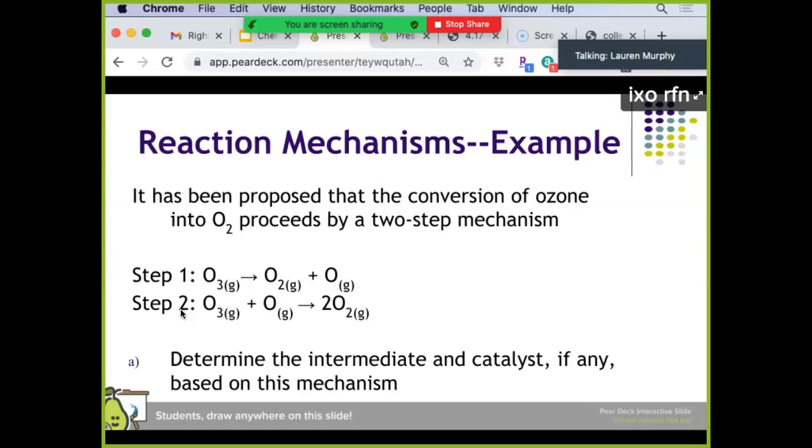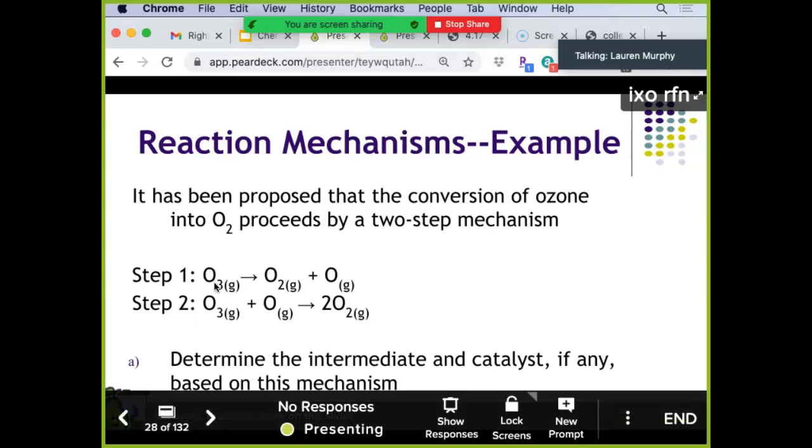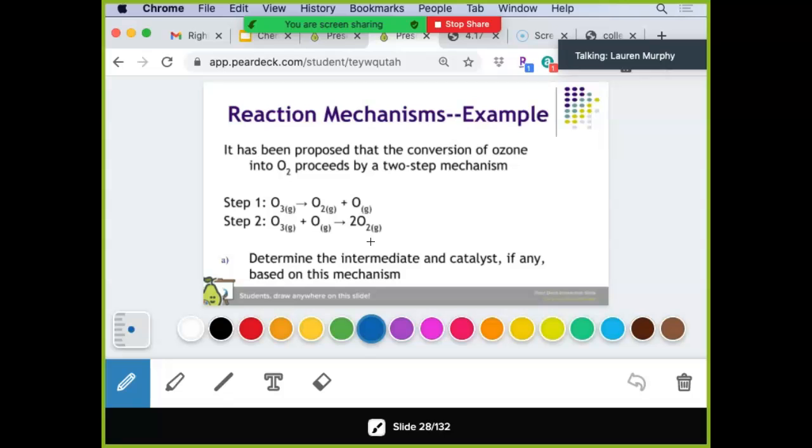So back to the mechanism. Do you see a substance that goes in and comes out unchanged in here? A catalyst. O3 goes in, O3 goes in. Do you see O3 come out anywhere? I don't see a catalyst. So not all reactions have catalysts, okay? So there's no catalyst. There's nothing that comes in and comes out unchanged.